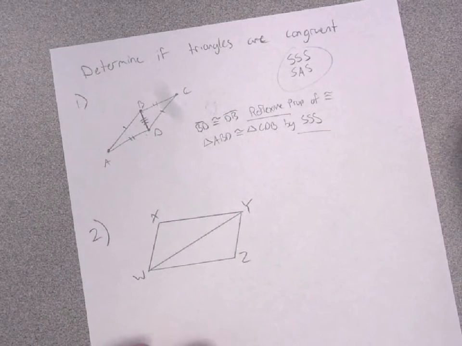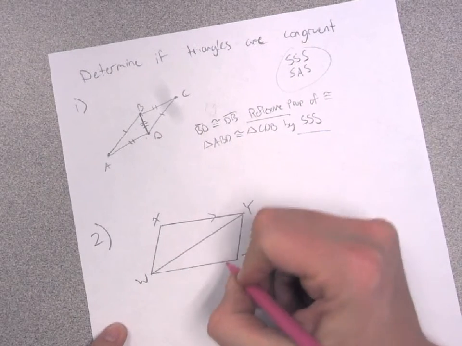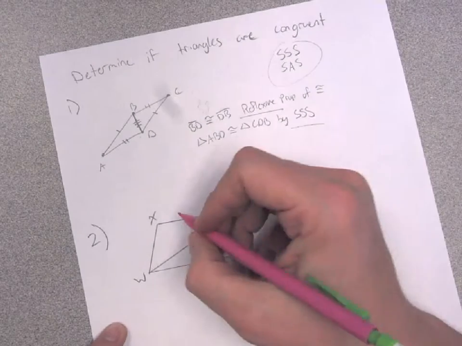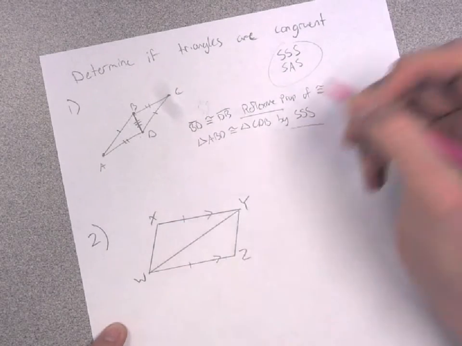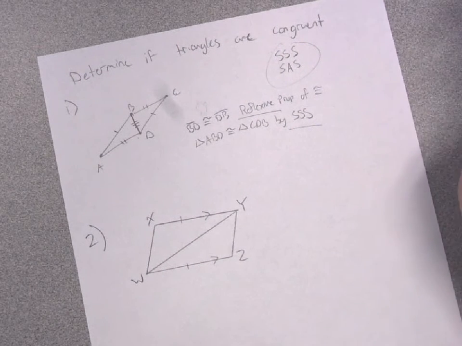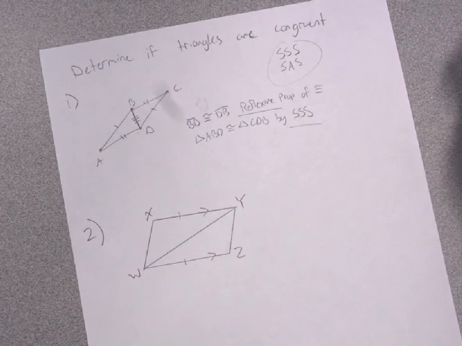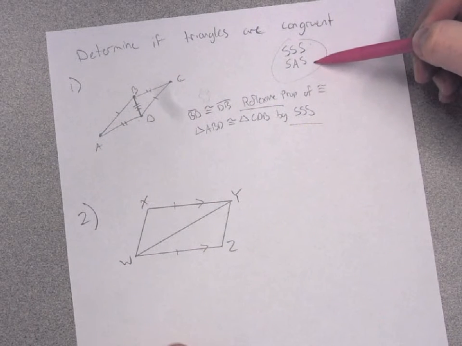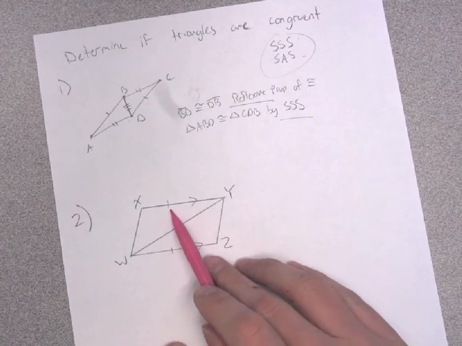Let's assume that we know that these two sides are parallel to each other, so we'll mark them parallel. And let's also assume that we know these sides are congruent to each other. Is there enough information to say that these two triangles are congruent? Well again, what we're looking for is, do we have this or this? So we definitely have a side and a side.